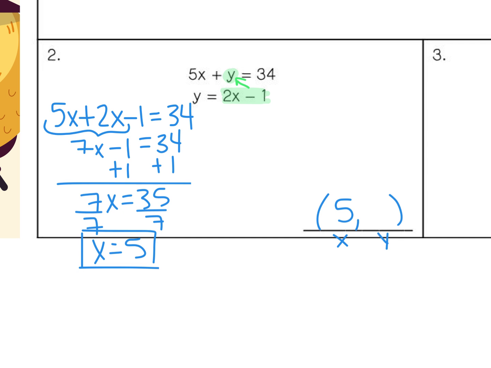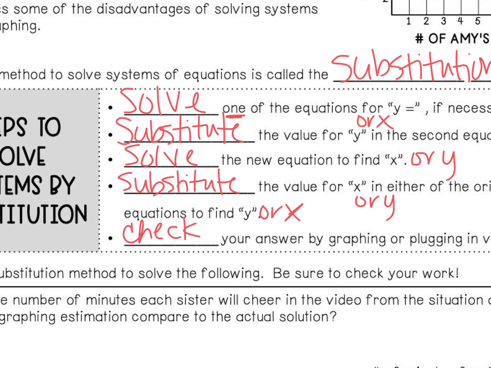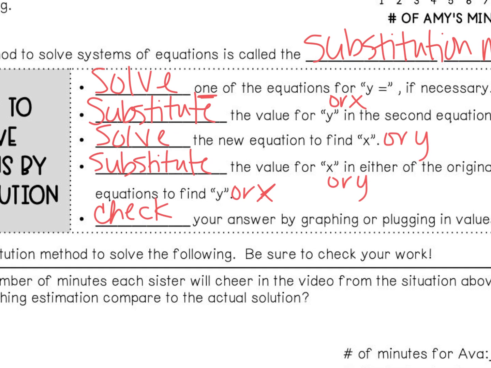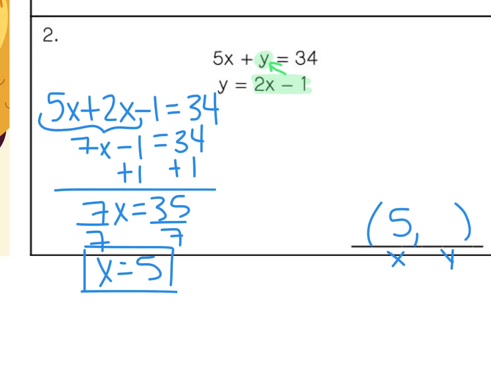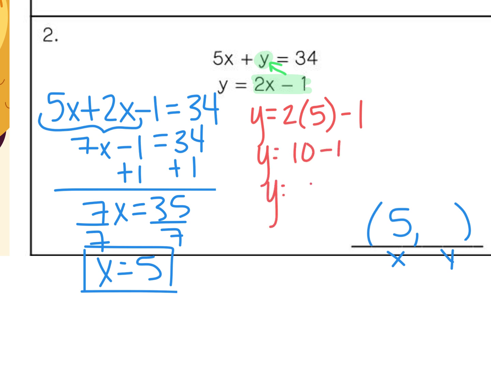Now, remember, that's only one part of our solution because our solution is an x, y coordinate. Okay, so now that we know what x is, if you look back up at your steps, we've already done step 1, step 2, and step 3. So step 4 says substitute that value into one of the original equations and solve for the other letter. So I would prefer to pick the y equals because then I only have to solve one side. It doesn't actually matter which equation you put it into. So I'm going to choose this y equals, and I have 2 times my x is 5 minus 1, 10 minus 1, y is 9.